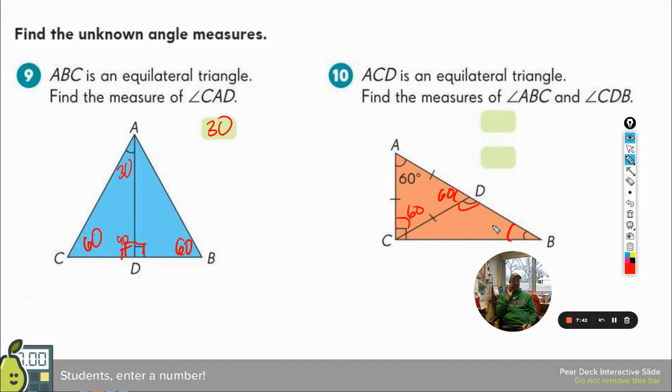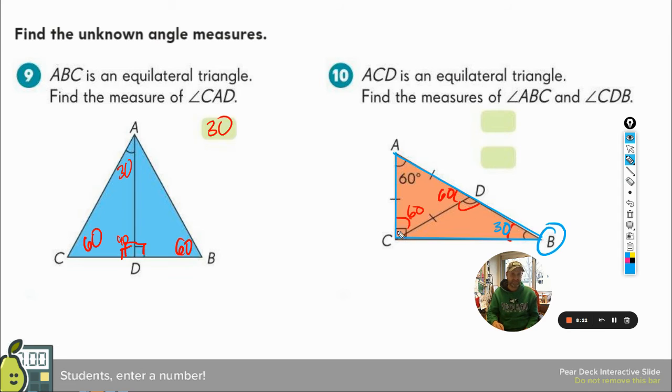Okay. At this point, there's multiple ways I could go about doing this. So one way I could do this is that I could find this angle here by looking at the larger triangle. Okay. So I've got triangle ACD. If that's 60, I have a right angle here, which is 90, then this must be 30. Would you agree? So that's one way that you could do it.